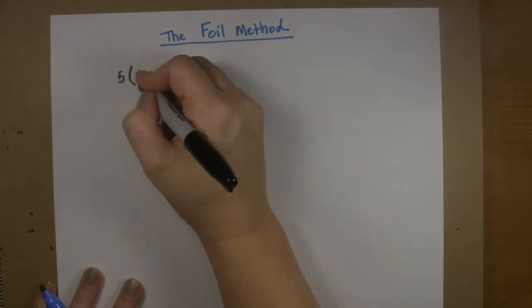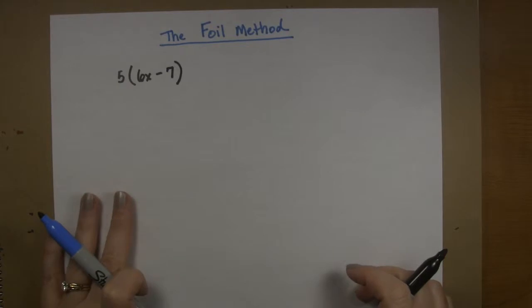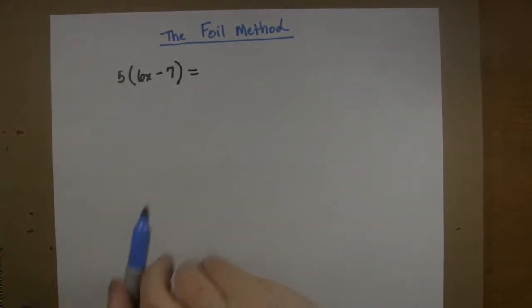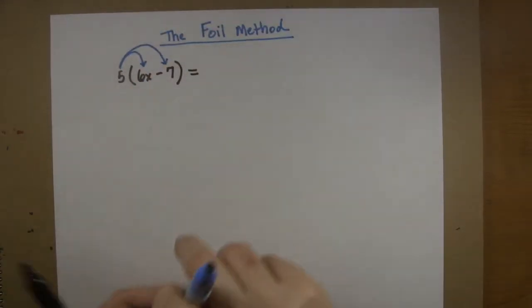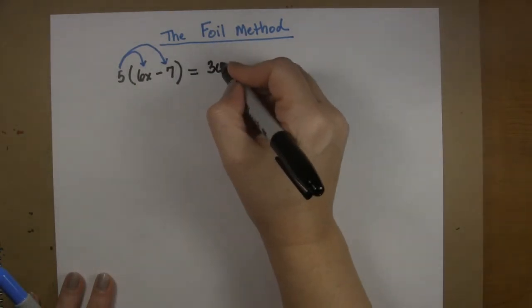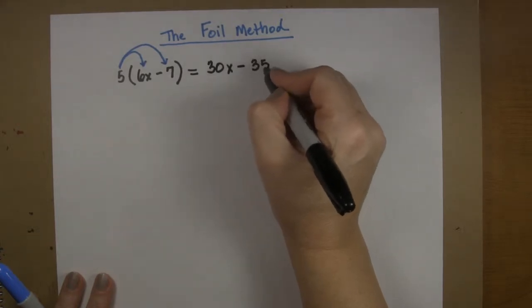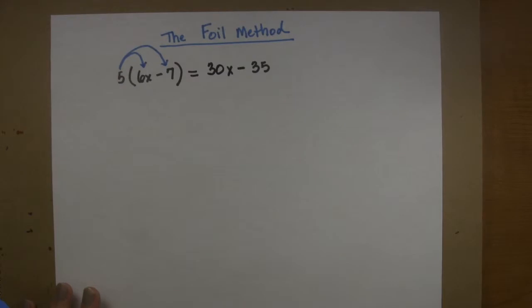So this should look pretty simple to you now. We've done a lot of practice with this. This is the distributive property that we would need to use, and we would take this 5 and distribute it over everything in parentheses. 5 times 6x is 30x. 5 times -7 is -35. So that would be how we go about solving that.